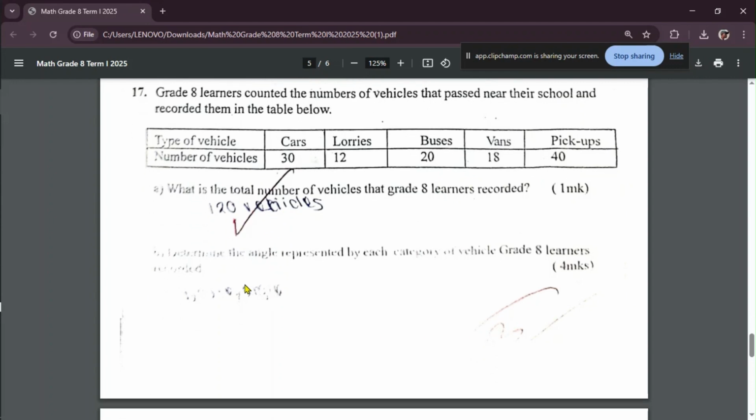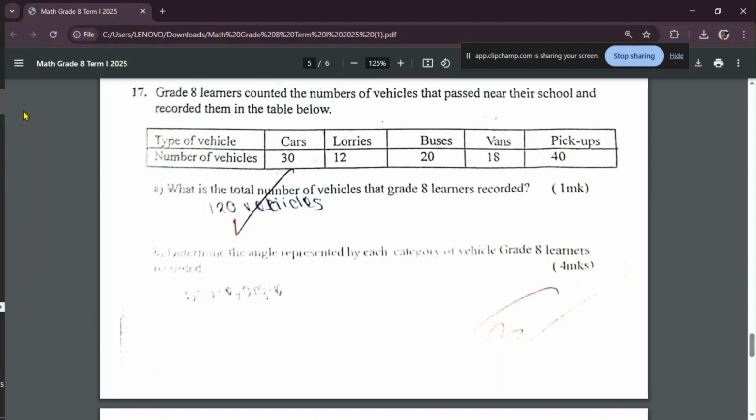The answer will be 120 vehicles. Now let us go to section B. Determine the angle represented by each category of vehicle that grade 8 learners recorded.